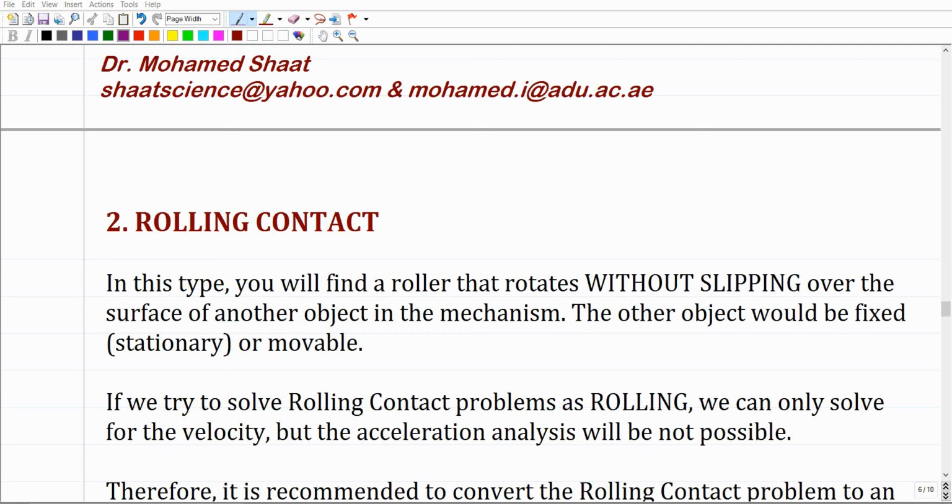All right, so the second type of contact that we're gonna consider here is the rolling contact. We said that the main difference between rolling contact and direct contact is that in direct contact there should be a relative movement between the two objects that are already in contact, and this relative movement won't be achieved unless there is sliding. It means that one object slides with respect to the other one.